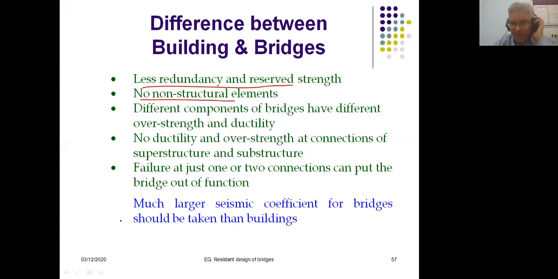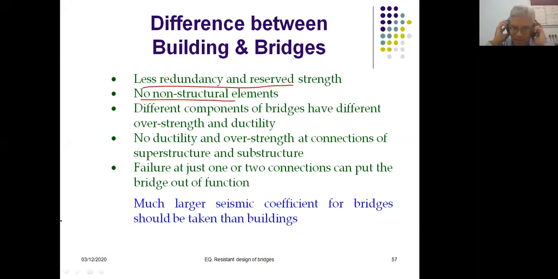Hello. So there are many non-structural components in buildings, whereas such non-structural components are not available in bridges. So that is why the thing is there. Different components of bridges have different core strength and ductility. See, ductility, where to put it or where to provide it. There is only one place, the vertical element, the column, where one can take care. So we need to have different components having different overstrength and ductility.